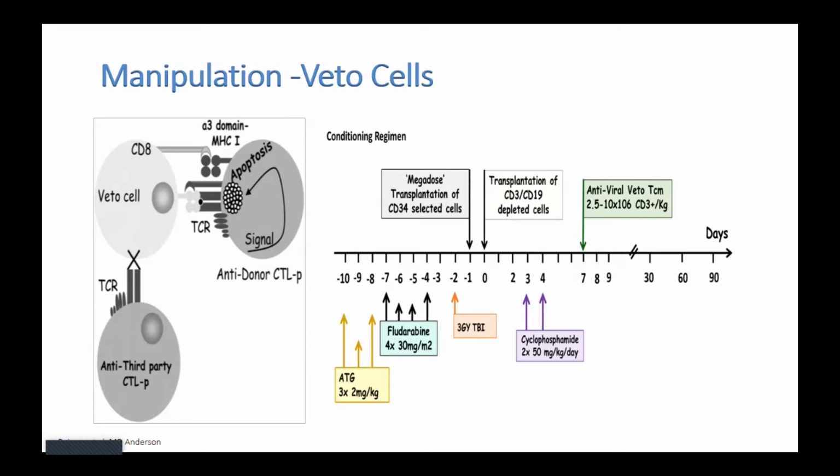2 types of T-cell depleted grafts are infused. One is positively selected for CD34 cells, and the other one is negatively selected for CD3 and CD19 cells. The veto cells are infused on day 7. The aGVHD prophylaxis also involves post-transplant cyclophosphamide. We have treated several patients, and all patients have achieved engraftment, and the trial is ongoing.